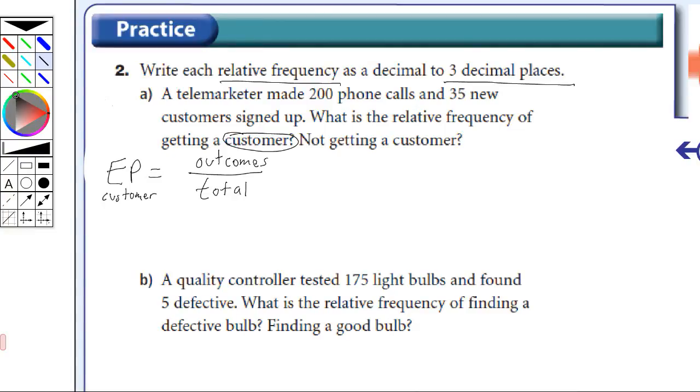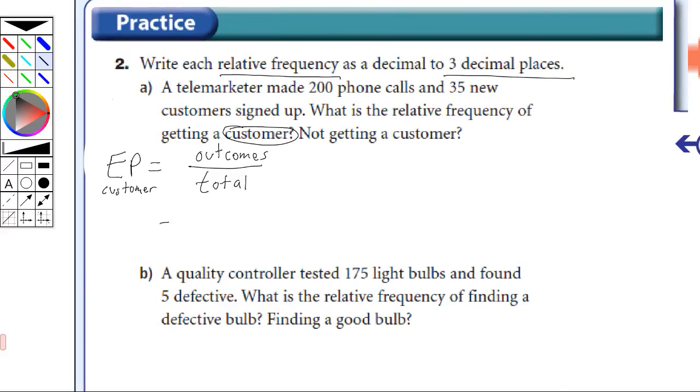So the experimental probability of getting a customer. You can't just write the experimental probability of anything. It has to be of something specific. In this case, we know we got 35 customers. So we do 35 divided by a total of 200 calls that were made. I'm going to zoom up over here and turn that into a decimal. So 35, get out my calculator, divided by 200 is 0.17.